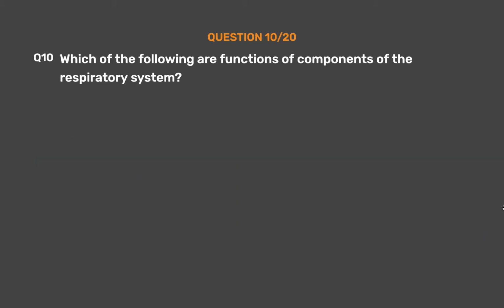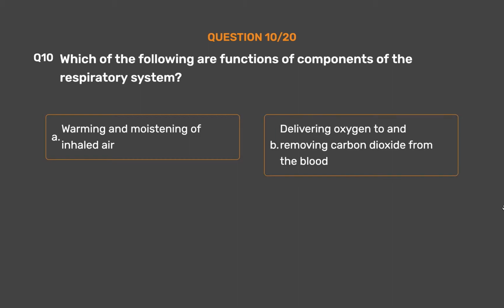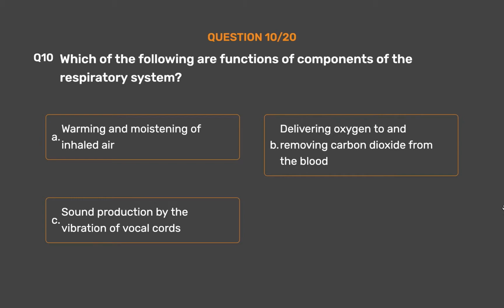Question number 10. Which of the following are functions of components of the respiratory system? Option A. Warming and moistening of inhaled air. Option B. Delivering oxygen to and removing carbon dioxide from the blood. Option C. Sound production by the vibration of vocal cords. Option D. All of them.